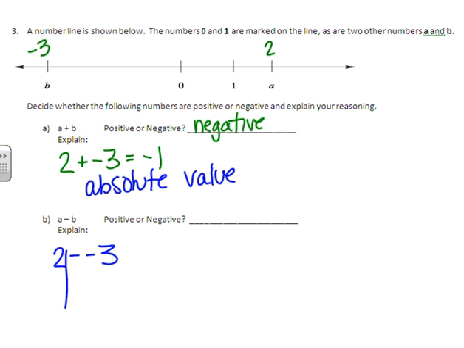Okay, part B, A is still 2 minus B is negative 3. Okay, we're going to rewrite this using keep, add, opposite, which is going to give us positive 5. So that one is easy. Positive. And then for the explanation, you want to talk about how you can rewrite the problem as an addition problem using keep, add, opposite.